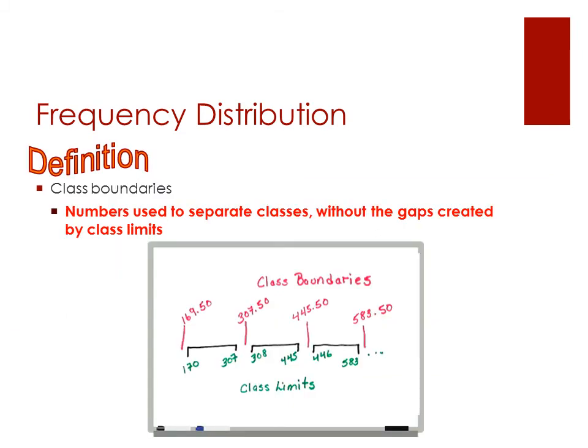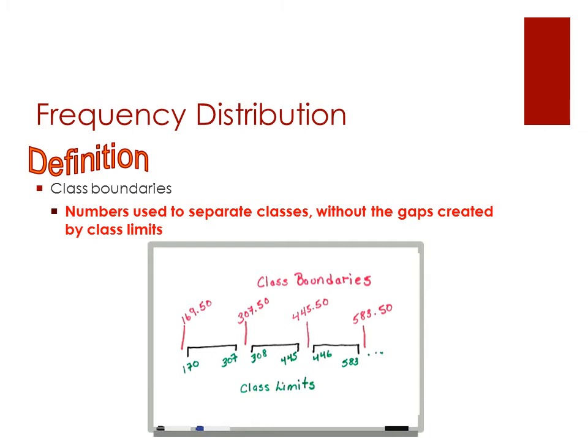So, the last terminology we want to look at here is our class boundaries. Class boundaries are numbers used to separate classes without the gaps created by class limits. So if you look at this example I have here, in the green we see the class limits. For class 1, we have a limit of 170 to 307. However, the class boundaries are the middle of the spaces between each of these classes. So the class boundaries would be 169.5 and 307.5.